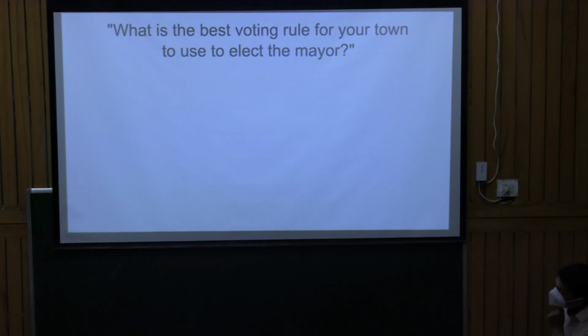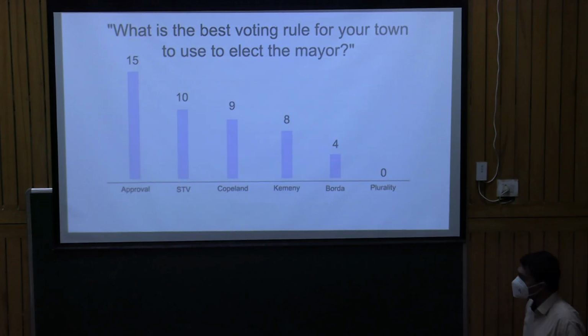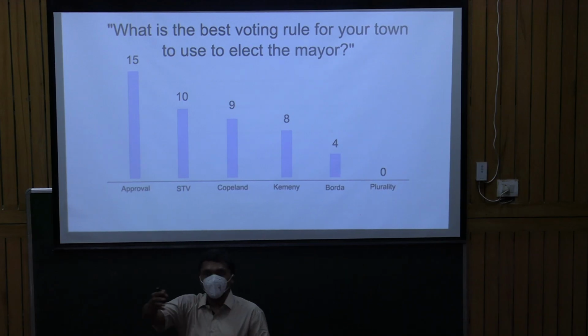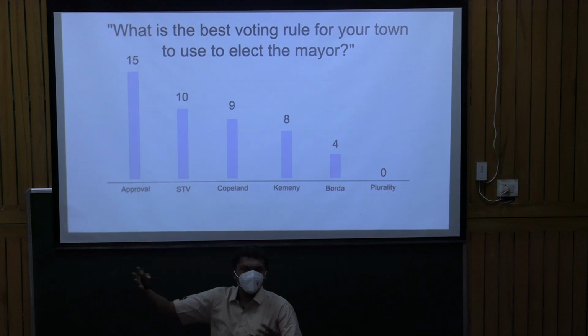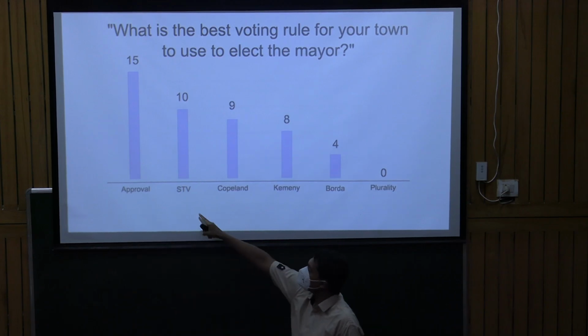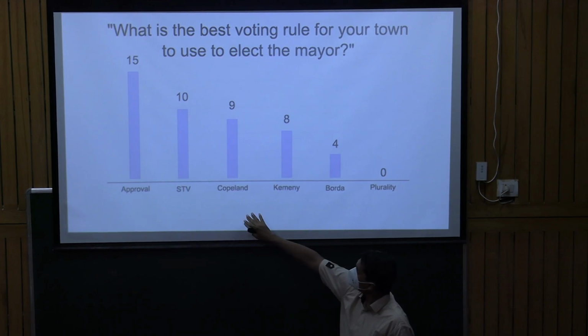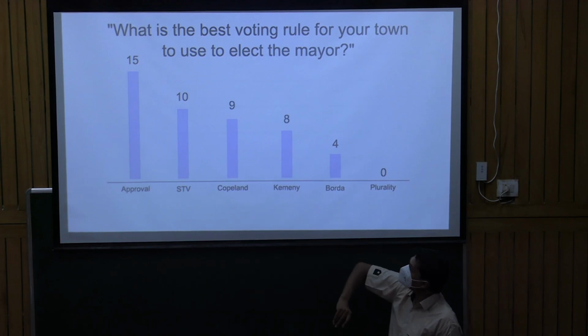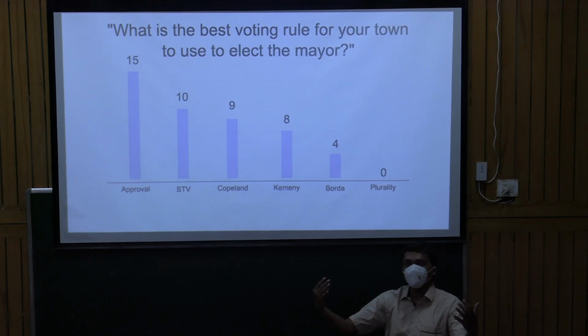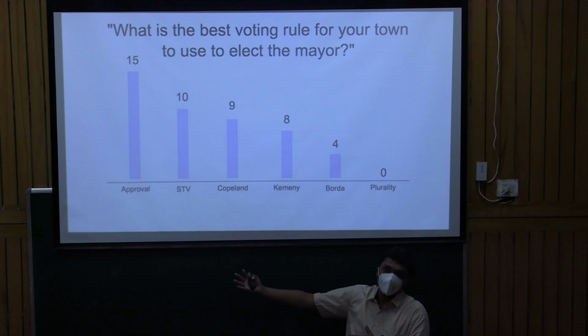And here's the result. There's something called approval voting, which I think one of you suggested: the candidate that gets the most number of likes. That's a voting rule I did not talk about, but it's there. It got the maximum number of votes. STV was also pretty high. Then Copeland. Then something called Kemeny. I didn't talk about Kemeny today, but we will in a couple of lectures. It's again a rule that takes as input rankings and actually outputs a ranking of candidates, not just one candidate.